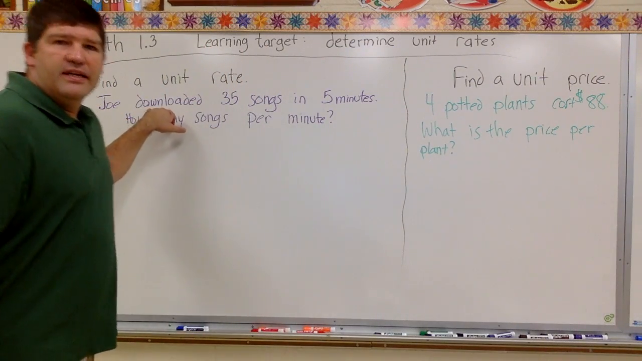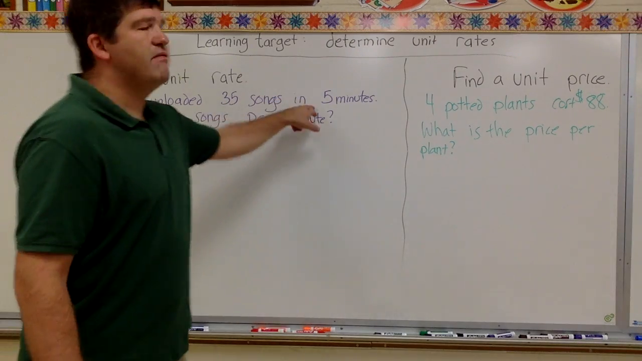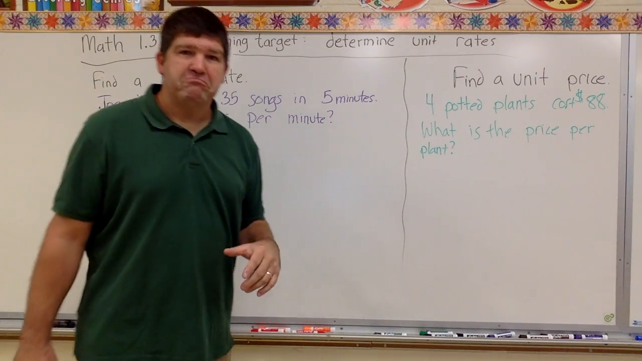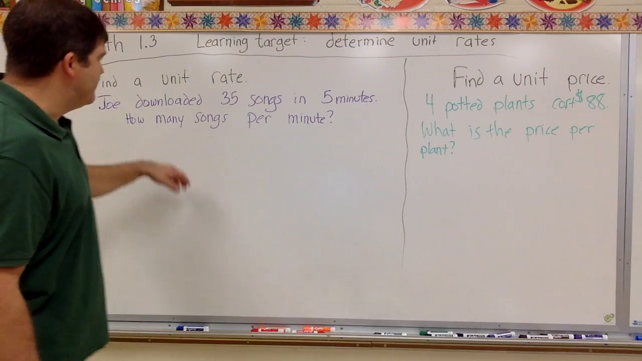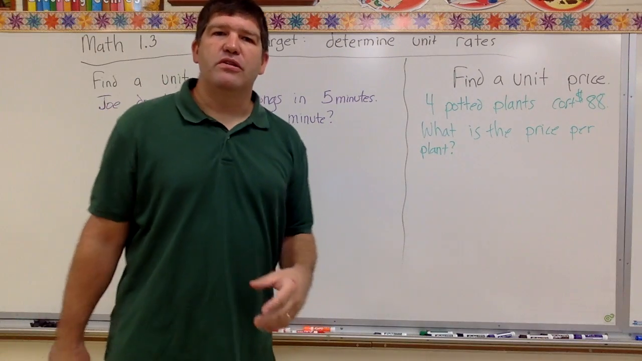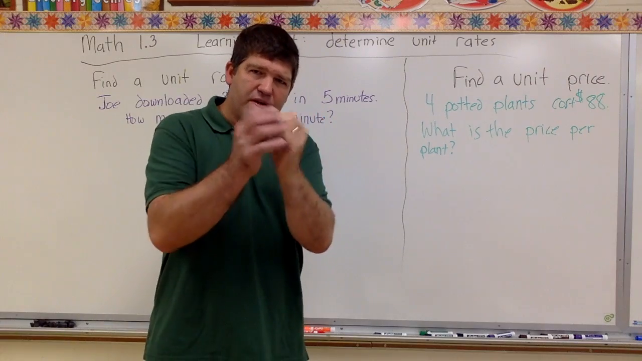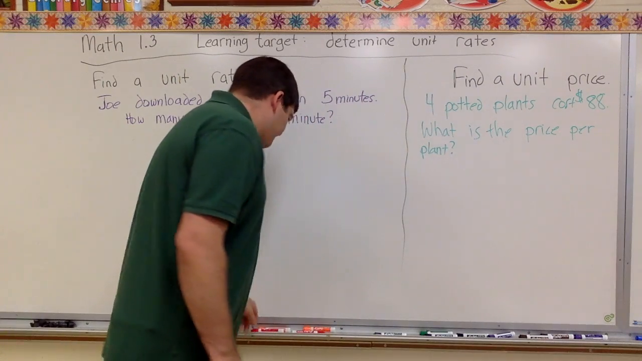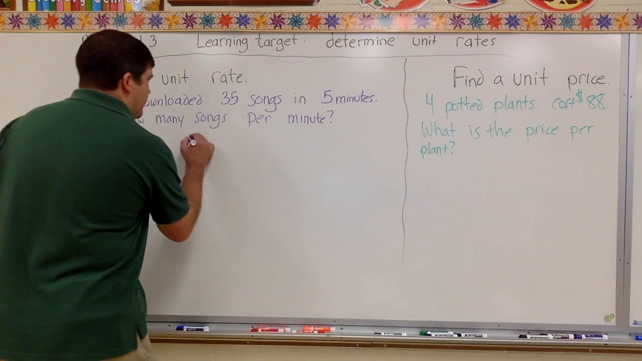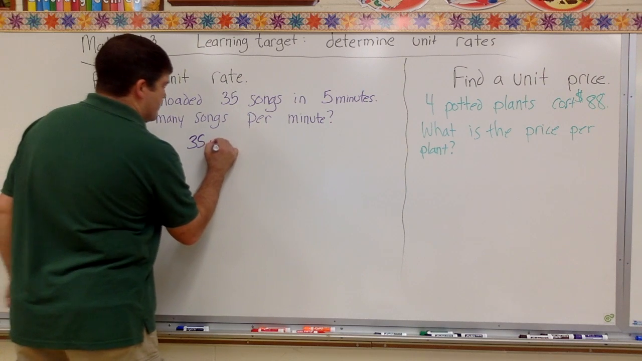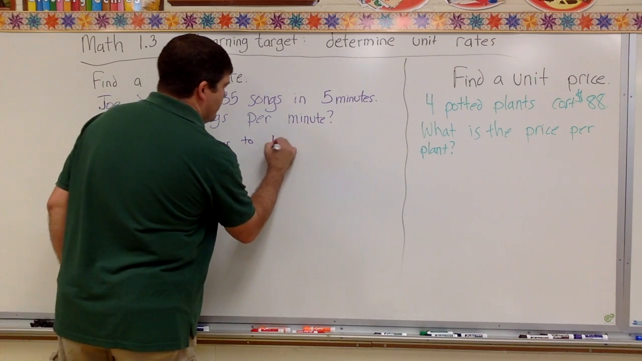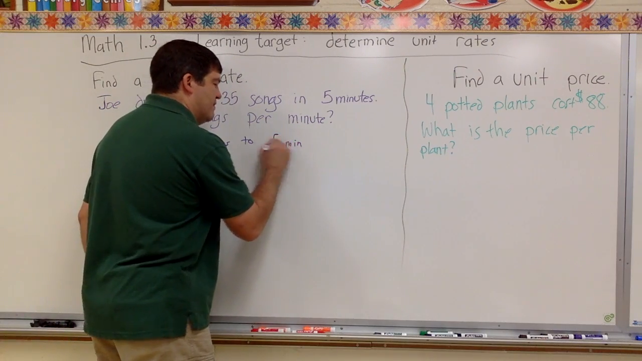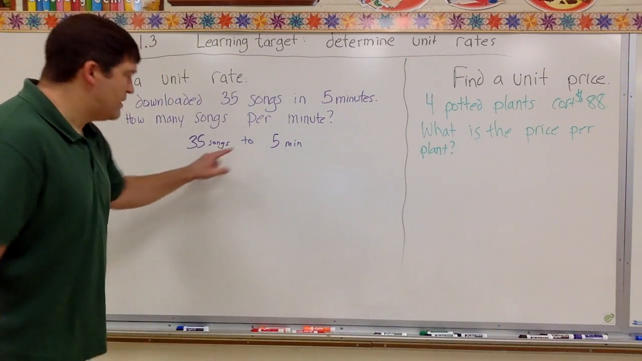So we have Joe. He's downloading songs, and he does 35 songs in 5 minutes. So he did quite a few songs in just 5 minutes. Pretty quick. Nice processor. So how many songs per minute? So the unit is just 1 minute. In 1 minute, one unit, how many songs did he do? He didn't do 35. He did 35 songs to 5 minutes. Gotta watch myself. So 35 songs to 5 minutes.